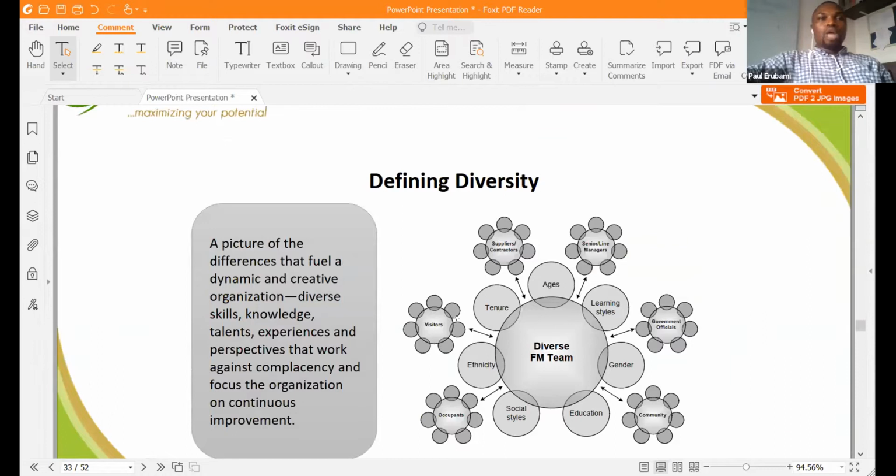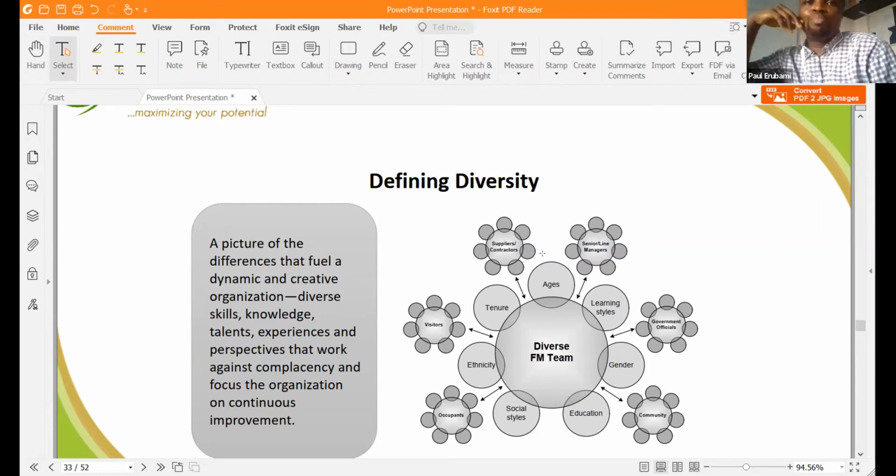So going forward, we have said a lot about diversity within a team. Why do we need diversity in an FM team? Like I said, having a diverse team creates cohesion, a kind of collaborative team. A picture of differences that fuel a dynamic and creative organization. Diverse skill, knowledge, talent, experience, and perspective work against competencies and focus the organization on continuous improvement.